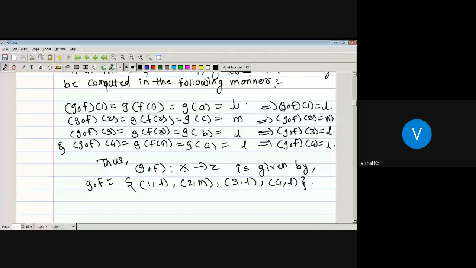So in this way, we can find out the G composite F. If we are given two mappings F and G and their domain and codomain, then we can easily find out the composition of those two mappings.